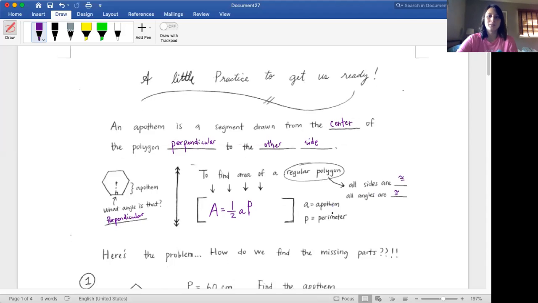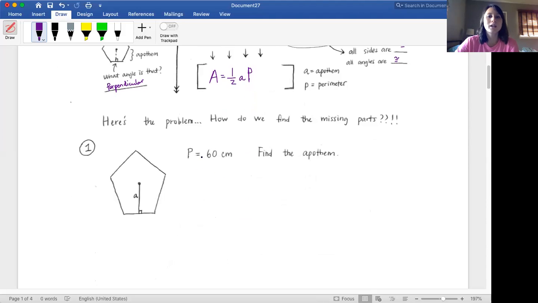So here's the problem. What if we are given the perimeter, but we don't have the apothem? So that's really our main focus for today, is saying, well, okay, yeah, I know I could just do 1/2 times A times P, but if I don't have part of this information, I can't plug it into my equation. So likewise, if you were to create a triangle, you don't know the height of this triangle, so you can't keep going. So we're going to talk about how to find the apothem if we're given the perimeter, and we're going to talk about how to find the perimeter if we're only given the apothem, okay?